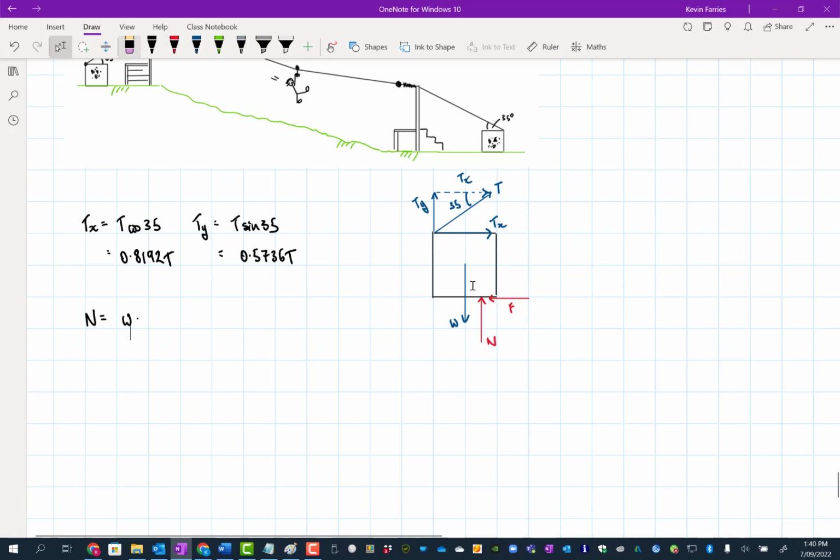Well, let's just do it properly. Hold on just a second. So let's just figure out W first, because we don't actually know that. W equals m times g, which is equal to gamma times, so the unit weight times the volume.